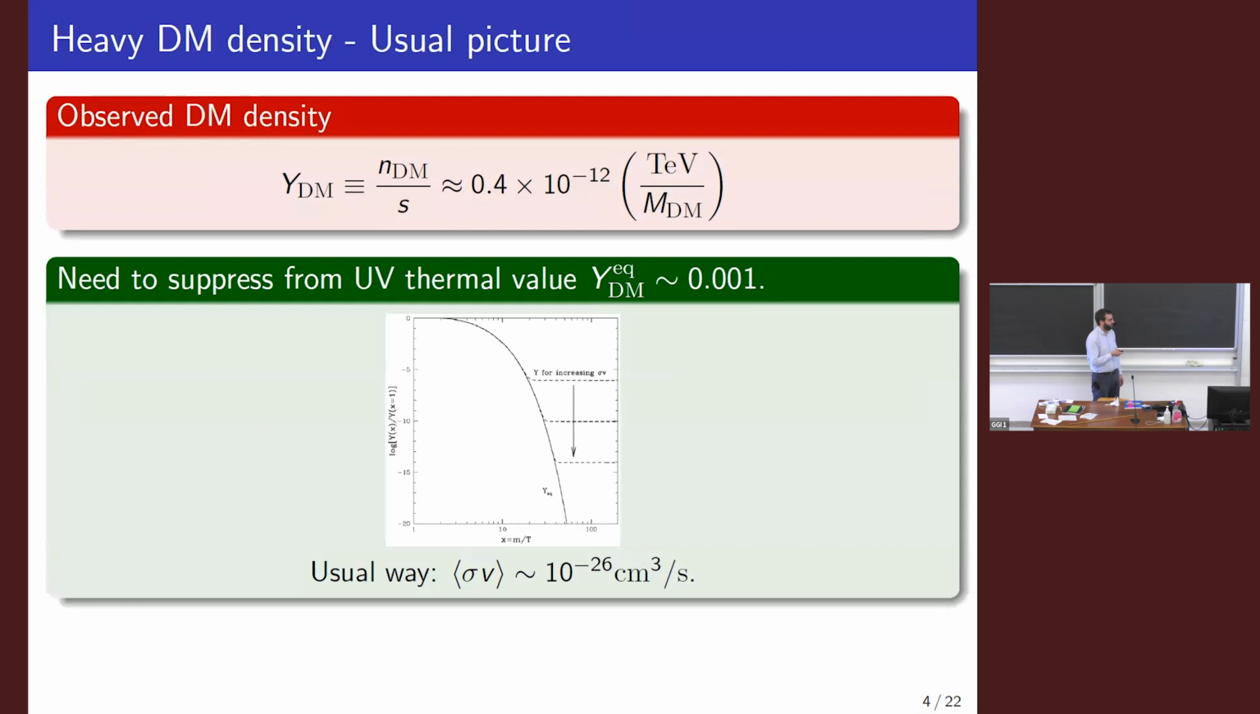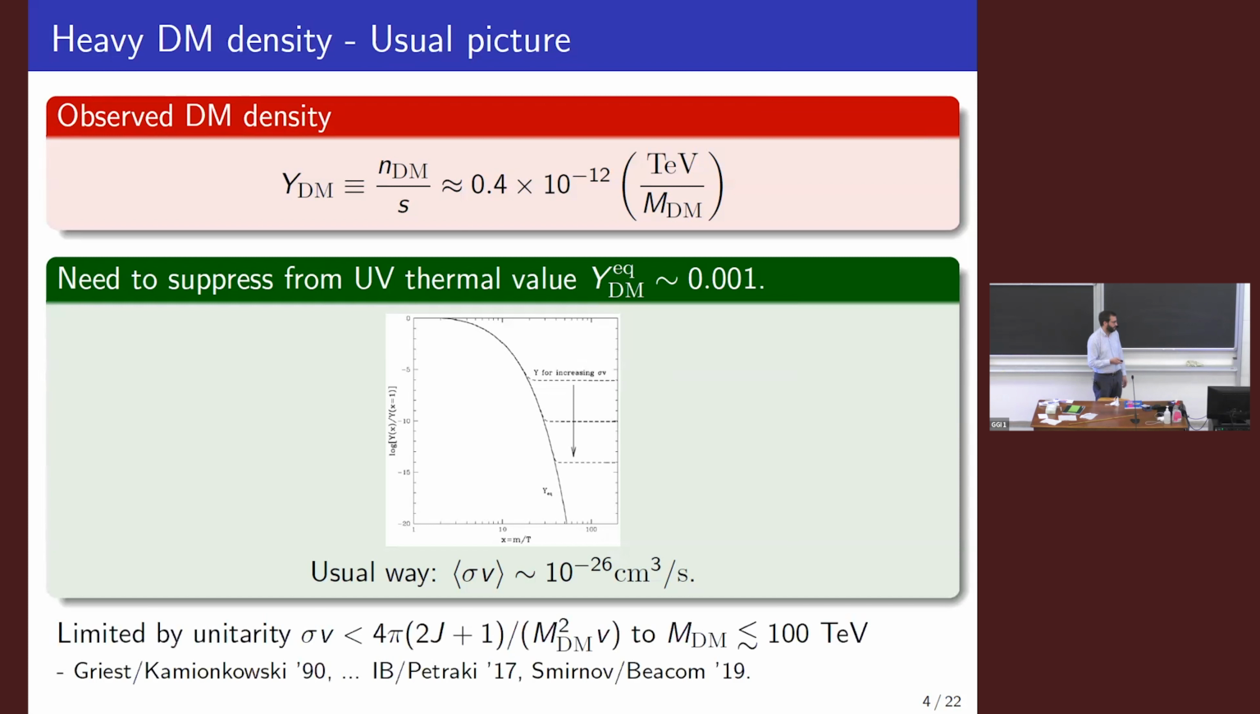If it comes into equilibrium early in the universe, we need to suppress this thermal value. The standard way to do this is to have a large annihilation cross section, so that the dark matter stays in equilibrium long enough, until it's non-relativistic. The number density becomes Boltzmann suppressed, and so on. This is limited by unitarity to dark matter masses below about 100 TeV. There were some papers talking about different aspects of this, and I wanted to also highlight Yuri's very nice paper on this.